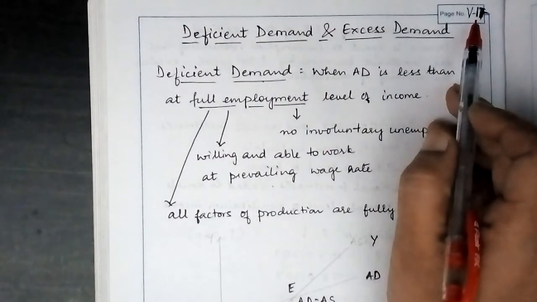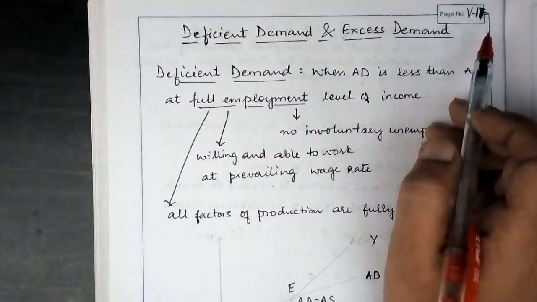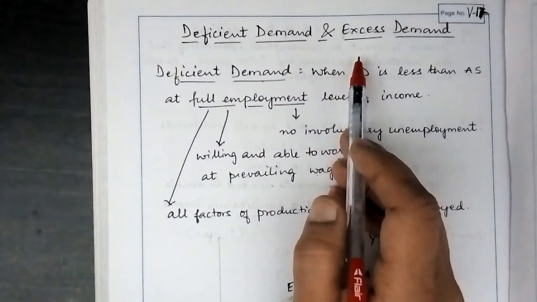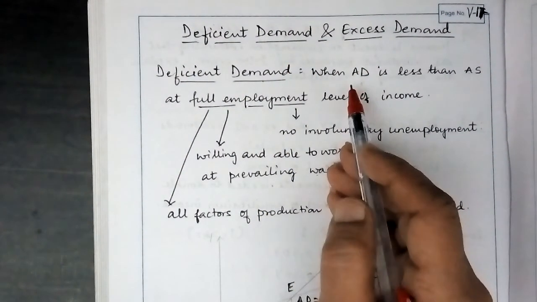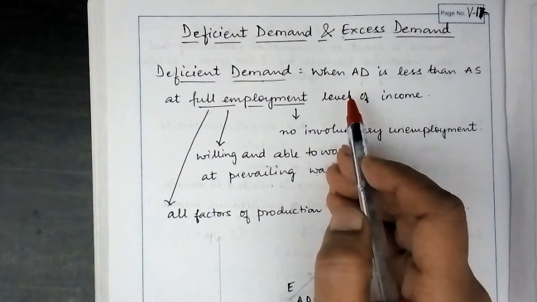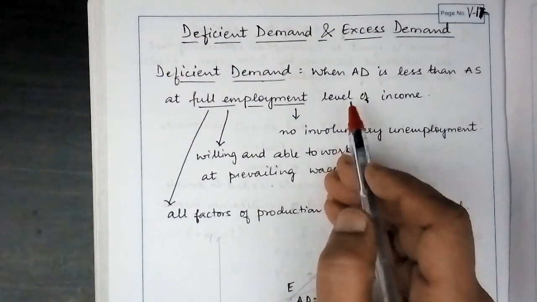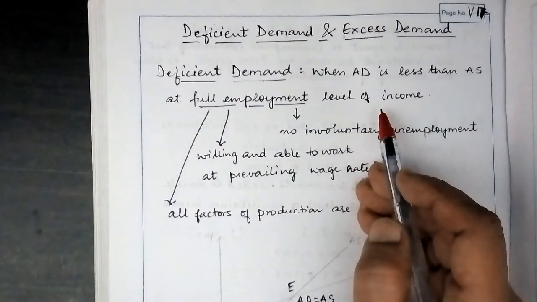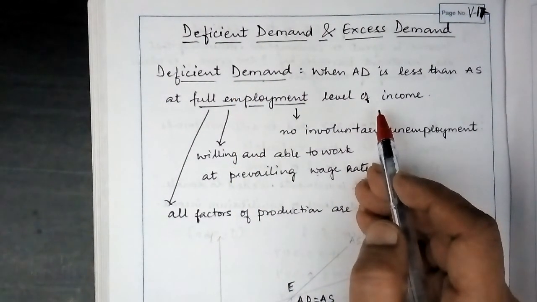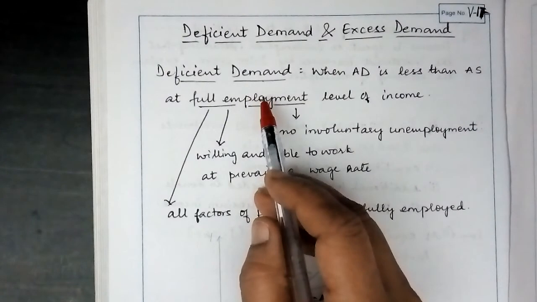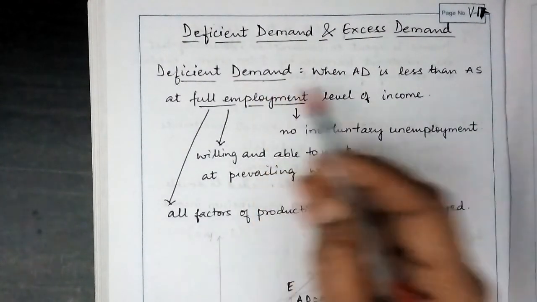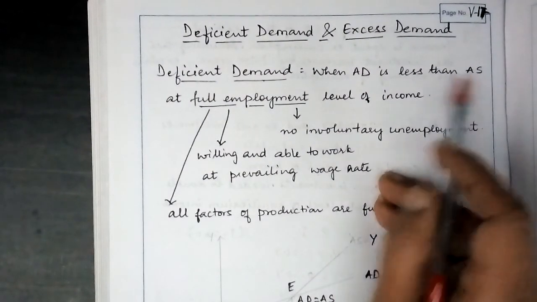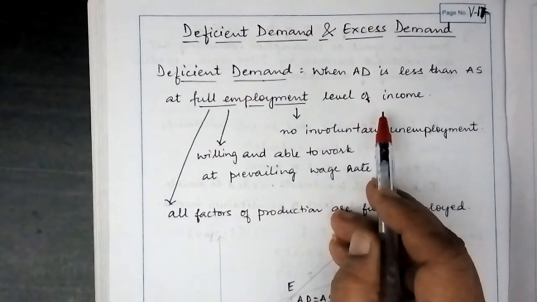In this video number 17, we are going to discuss deficient demand and excess demand, their impact on the economy, and the remedy to correct the situation of deficient demand and excess demand. Now, what was deficient demand? Deficient demand is when the aggregate demand is less than aggregate supply at full employment level of income.